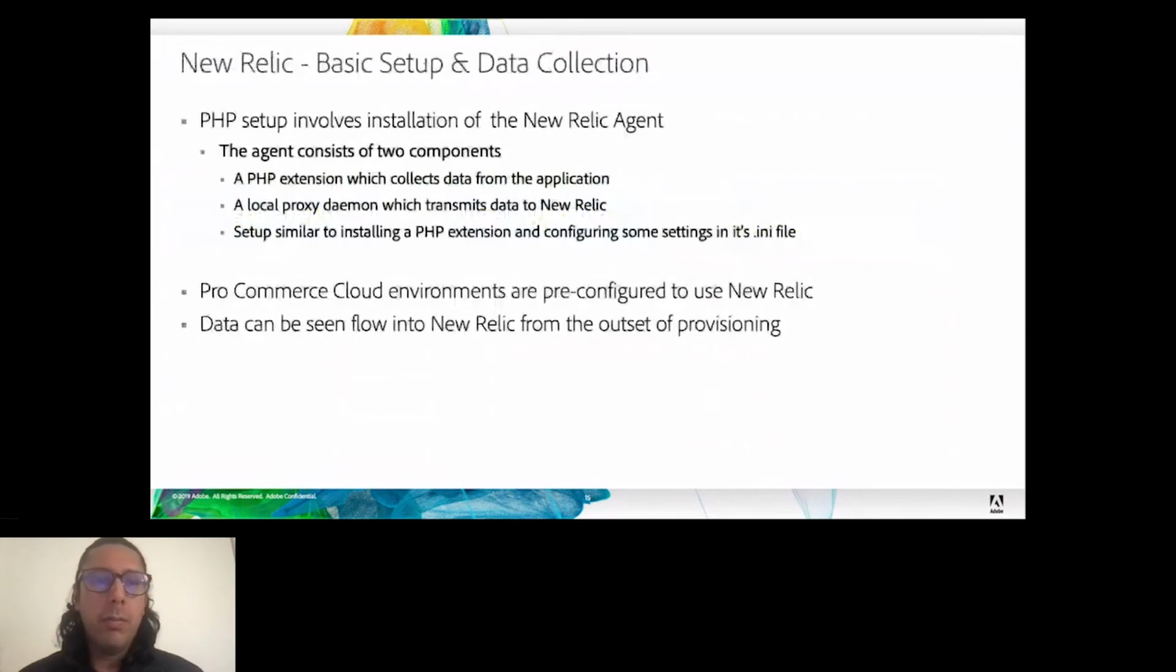Next, New Relic. New Relic for production monitoring. So the PHP setup for New Relic basically involves installation of the New Relic agent, similar to the way the Blackfire agent is installed. And then it has a PHP extension which collects data from the application and relays it to the New Relic servers. And the setup is very similar to just setting up a PHP extension. And then the good thing is that Pro Commerce Cloud environments are pre-configured with New Relic. As soon as your environments are provisioned, you'll see that data flows from your environments to New Relic.